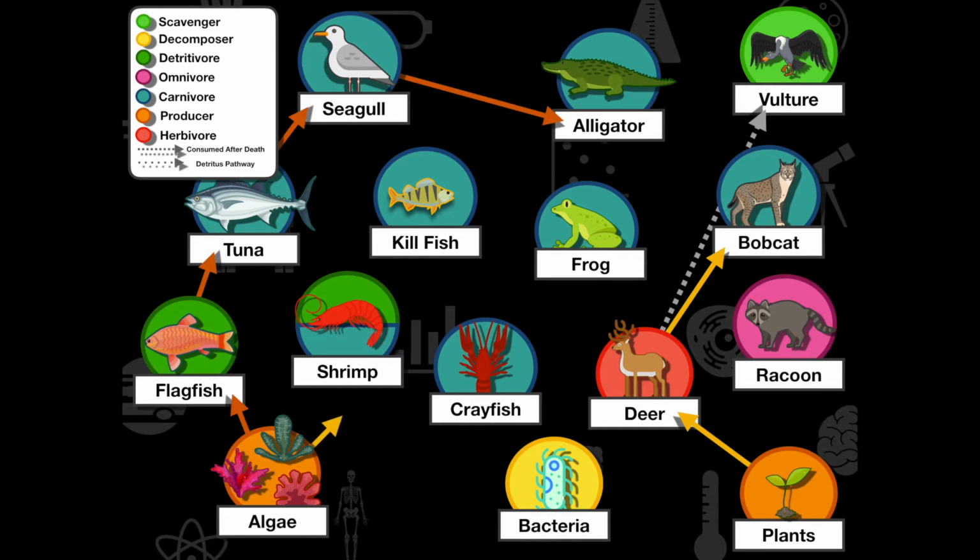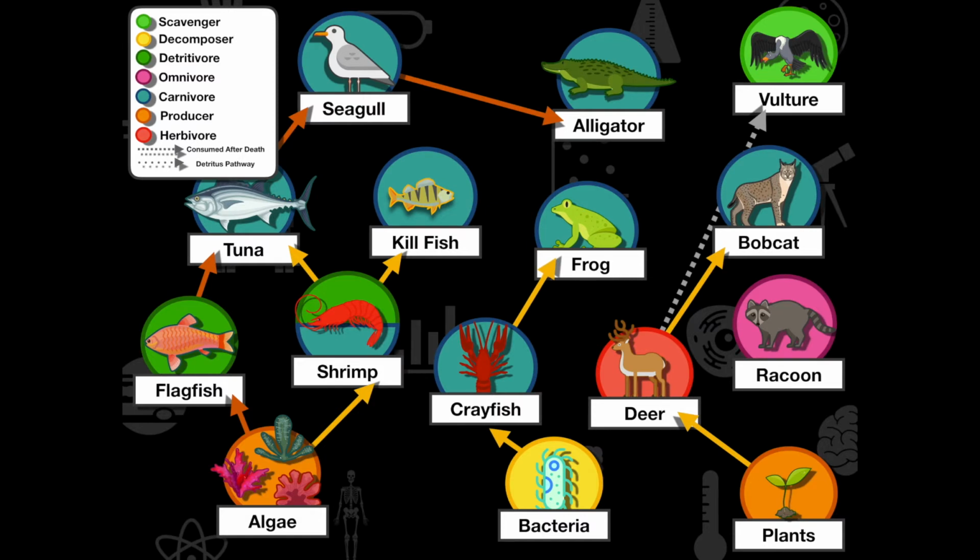We can also see that algae might be consumed by shrimp, which are then consumed by the tuna, or maybe consumed by the killfish. And then as we move through these pathways, we can also see another pathway with an organism, bacteria, interacting with the crayfish.